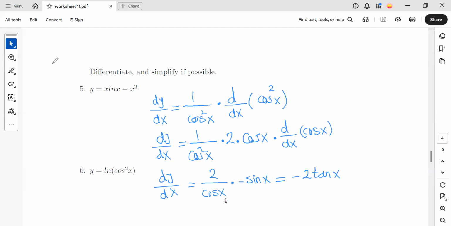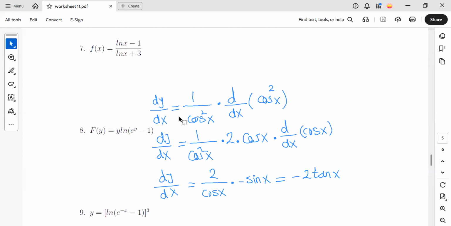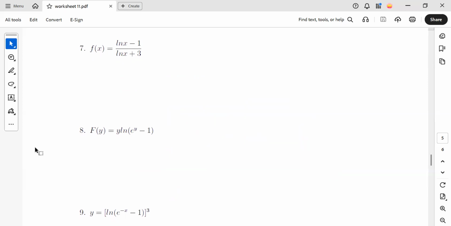Next one is number 7. Number 7 is about a quotient. We know how to find the derivative of a quotient.